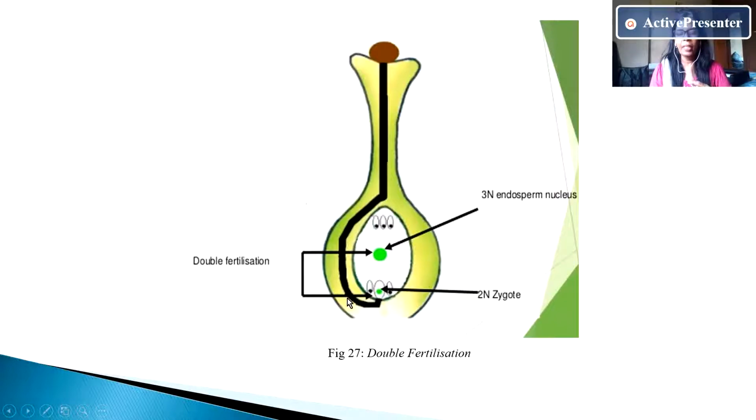And if it is coming normally through the micropyle, the pollen tube will burst open and release two male gametes. One male gamete fuses with the female gamete and produces a zygote, that is diploid. Another male gamete fuses with the secondary nucleus and forms the triploid endosperm nucleus. So these are the two products and two places where fusion takes place, and two male gametes are participating. So it is double fertilization.